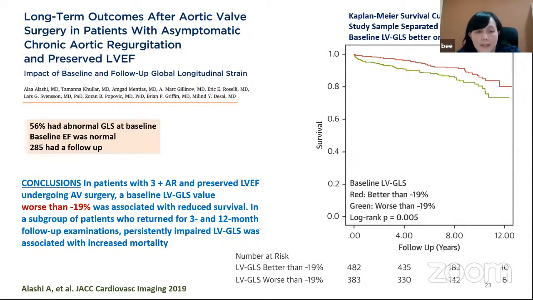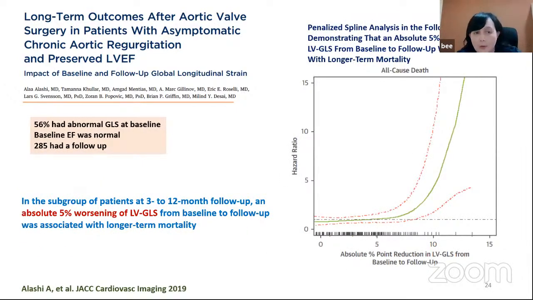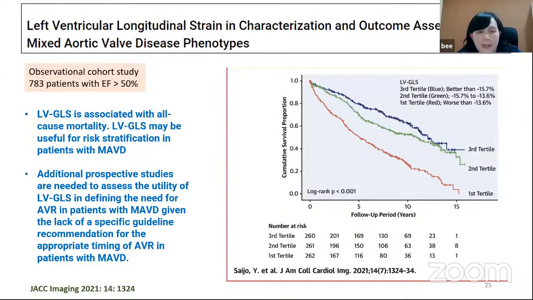That is, it can actually prognosticate. And in those group of patients who underwent surgery, who returned for post-operative follow-up, they also found that persistently impaired LVGLS was associated with increased mortality. And the authors also concluded that a drop of LVGLS of 5% from baseline to follow-up was associated with reduced survival.